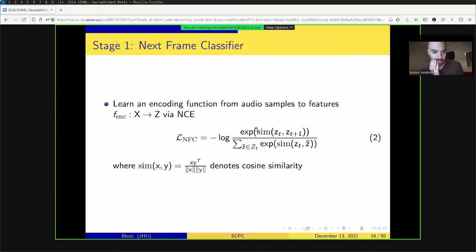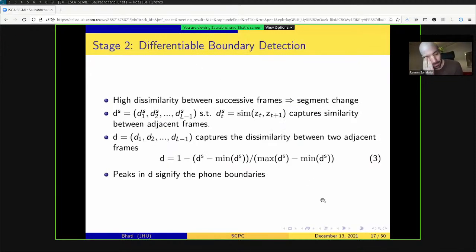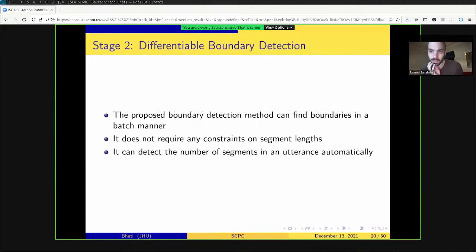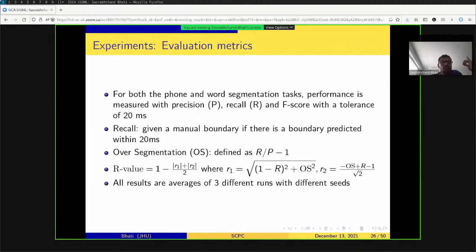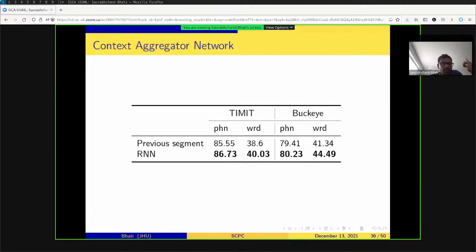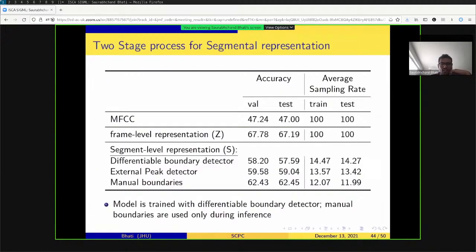Did you try to experiment with ground truth phonetic boundaries? Yes. For word segmentation, I don't think I have the results here. But we did try to do that, at least one experiment that I have here. If you look at just this experiment where we are trying to do the phone classification, or linear phone classification, from the segment level representations, we can see the metal boundaries are increasing the performance by quite a good margin. And so that means there's still an area where we can improve the boundary detector, and then it can perform as well as the metal boundary detector.